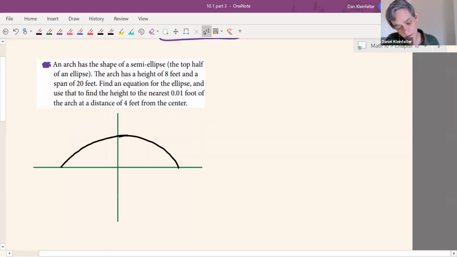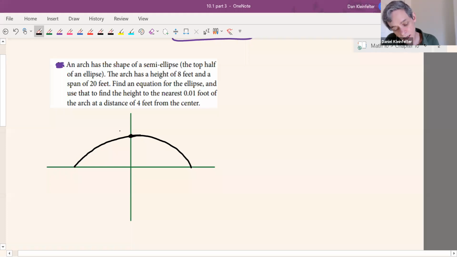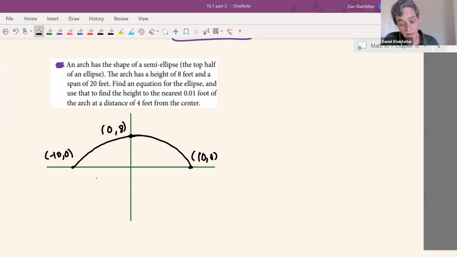All right, so it says the arch has a height of 8 feet. So I know that the top of it is going to be 8, and the span is 20 feet. So that has to be at the point (10, 0), and this would have to be at the point (-10, 0). I don't need the bottom half of the ellipse, but if you want, we can draw it in. So from here, we're going to come up with the equation for the ellipse, and then I'll answer the rest of the question after we've got that done.